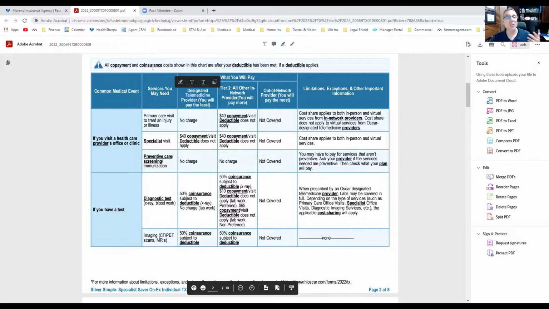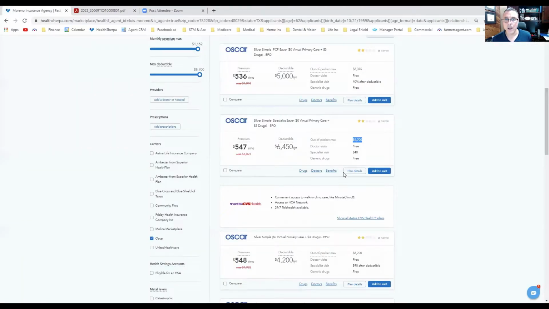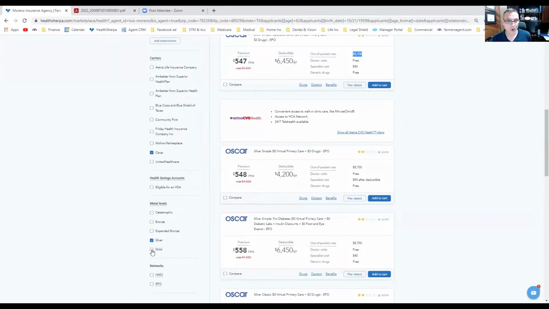Not a big deal, but it could be a big deal, because you tell some of these people to go see a doctor, it's free, or a primary care doctor, and then they get charged 40. Well, they're not going to be happy insureds. So we were rocking and rolling on this one. If you were an insured, you'd probably be like, hey, this is probably the best plan. Well, is it really? Let's go down to gold.